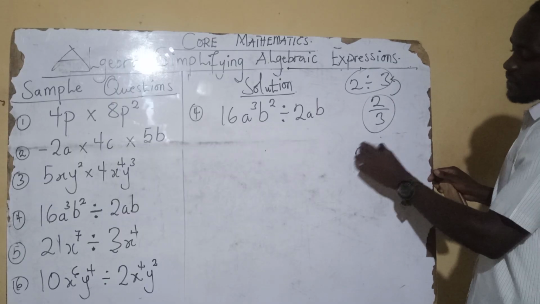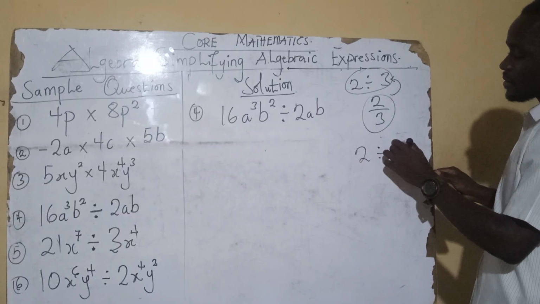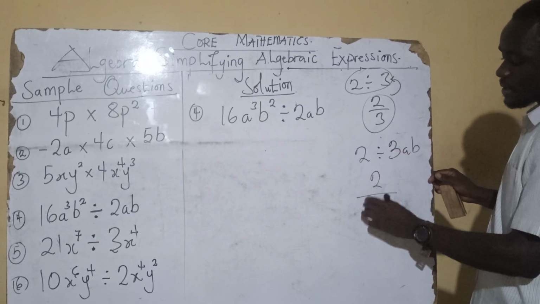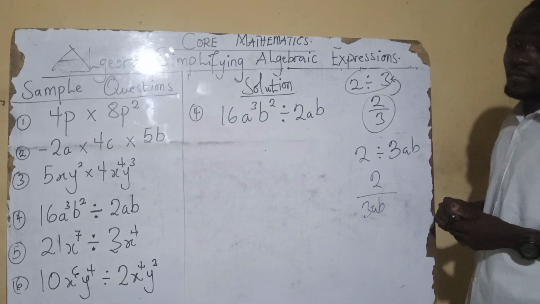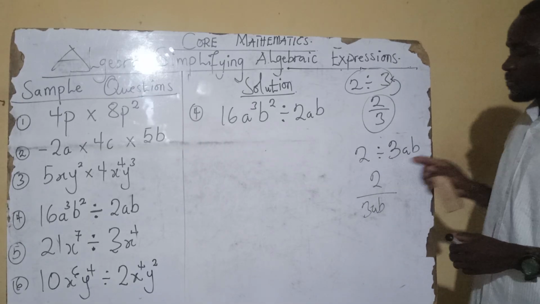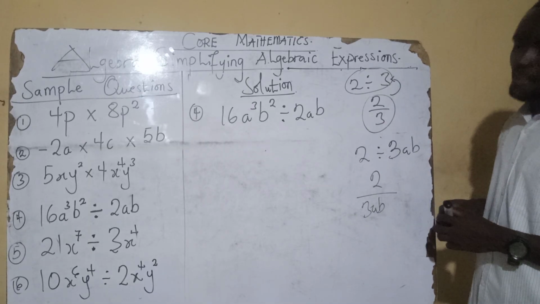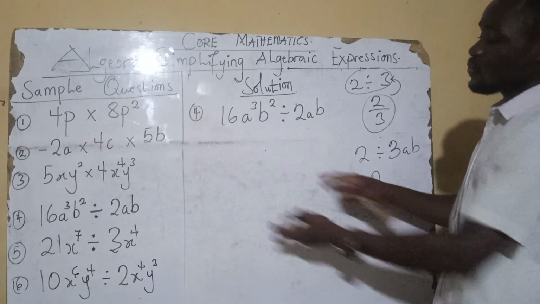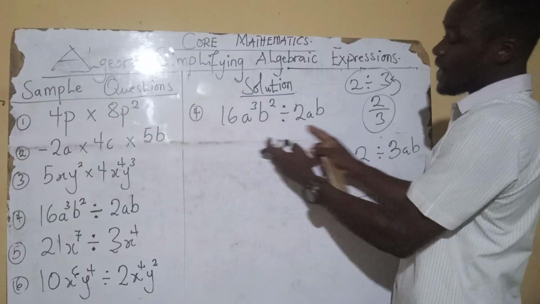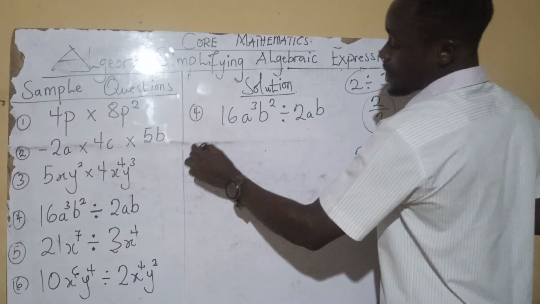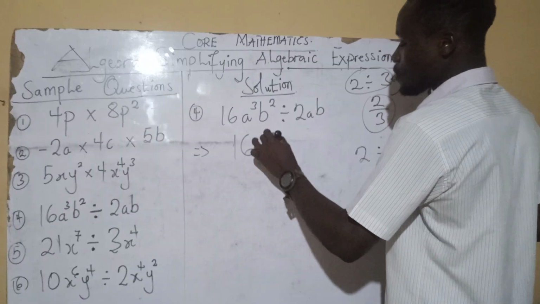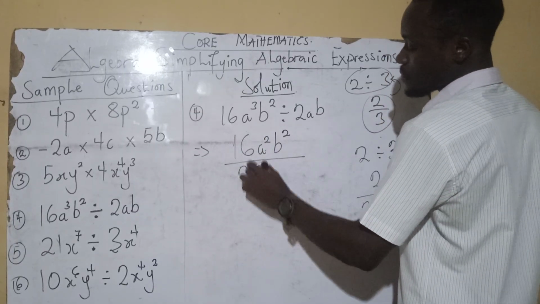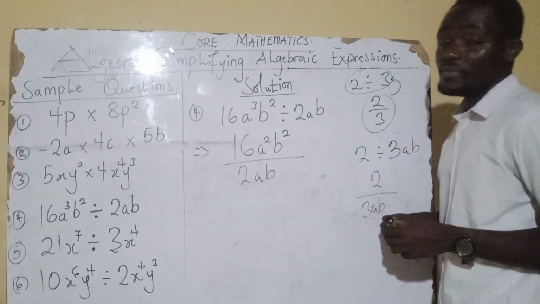Alright. So in the same manner, if I have 2 divided by, let's say 3ab, this can be rewritten as 2 over 3ab. I believe you are following. So this is the same as what I have here. Very good. So let's see how to solve what we have here. It means that we have a component here divided by this component. So this can be rewritten as 16a²b² all over 2ab.